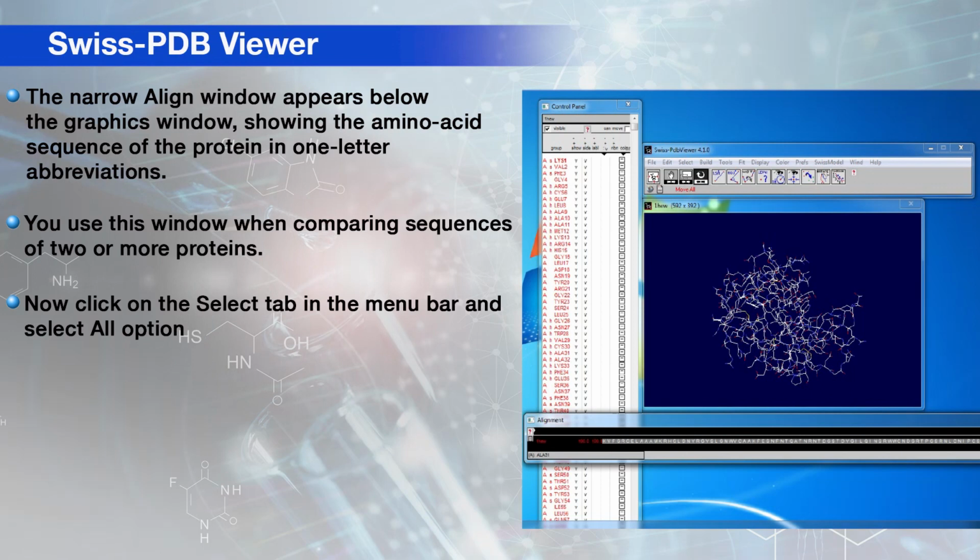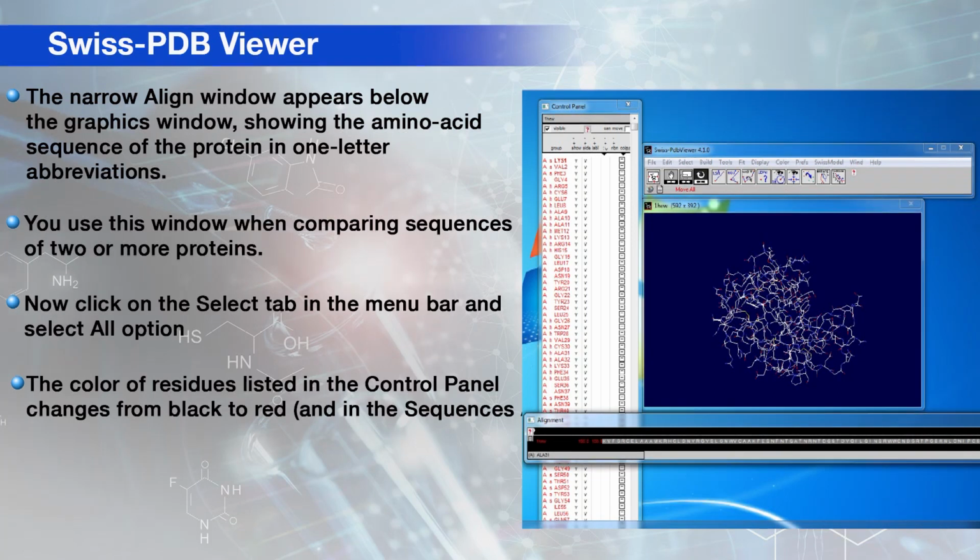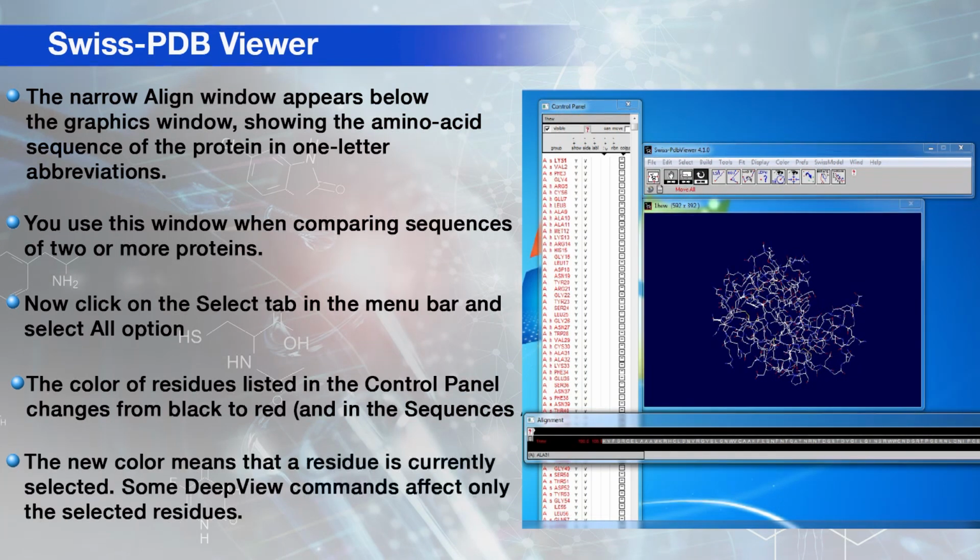Now click on the Select tab in the menu bar and select all options. The color of residues listed in the control panel changes from black to red, and in the sequences alignment window from white to purple. The new color means that a residue is currently selected. Some Deep View commands affect only the selected residues as shown.